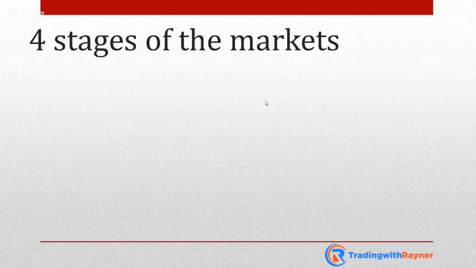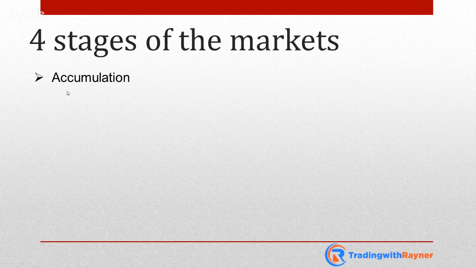Okay, so next thing I want to share with you is what I call the 4 stages of the markets. The thing about financial markets, as I'm sure you know by now, is that it doesn't go up in one straight line. It zigzags its way around. So the 4 stages basically represent the way the market zigzags around in different market conditions, and it appears in different time frames and different markets.